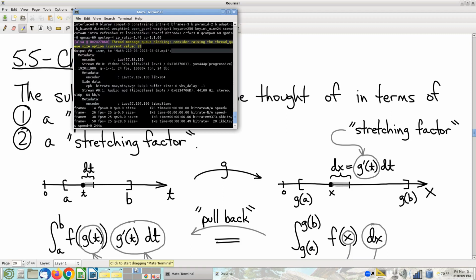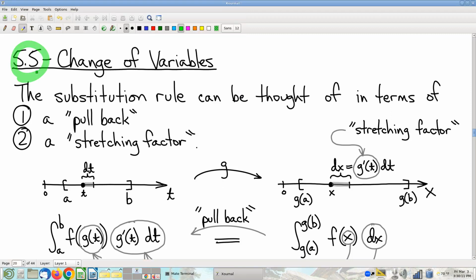Okay, so new section to talk about today, section 5.5. By the way, this is a big one. This is going to take probably 3 class meetings to make it all the way through. It's just a lot of stuff. It might be more than 3, I don't know.